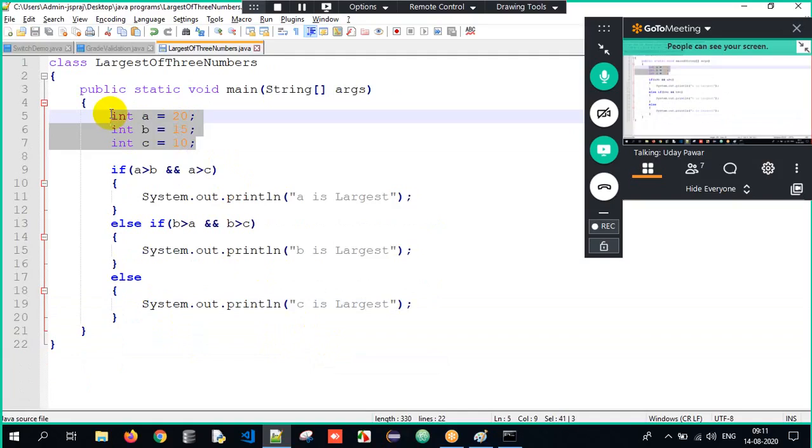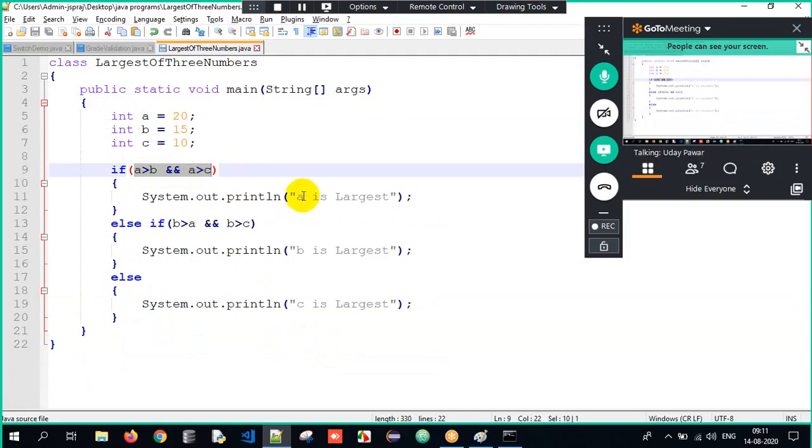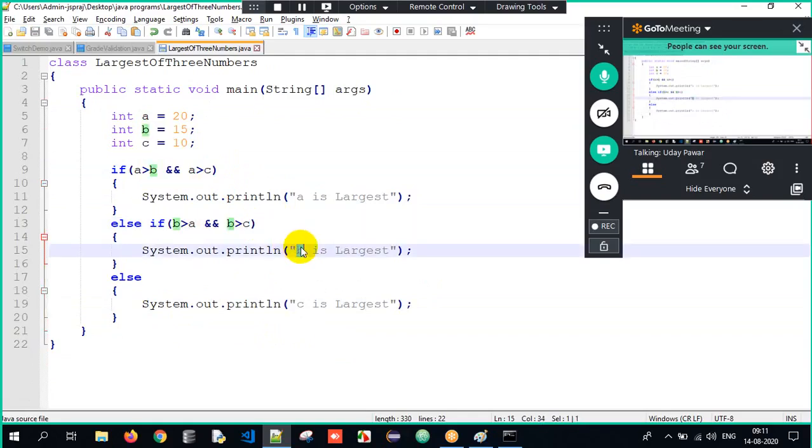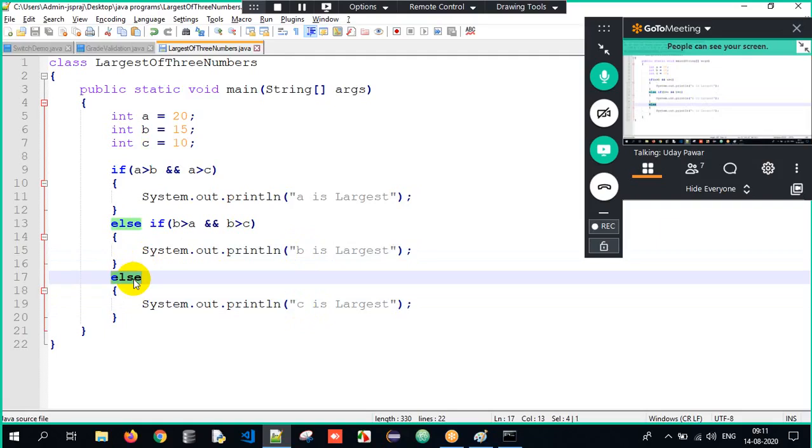20, 15, 10. So if A is greater than B and A is greater than C, A is largest. If B is greater than A and B is greater than C, B is largest. If A is not largest and B is not largest, automatically C is largest. That is the reason I write it as else block. This is the basic way of understanding.